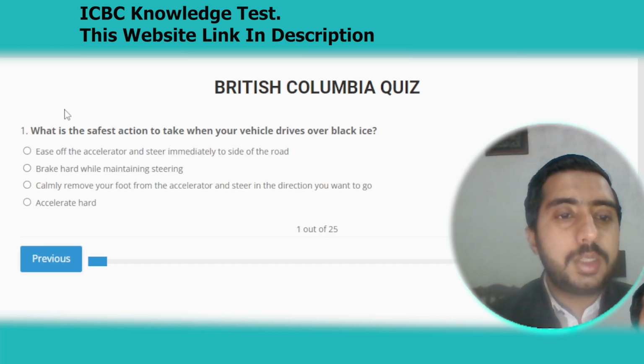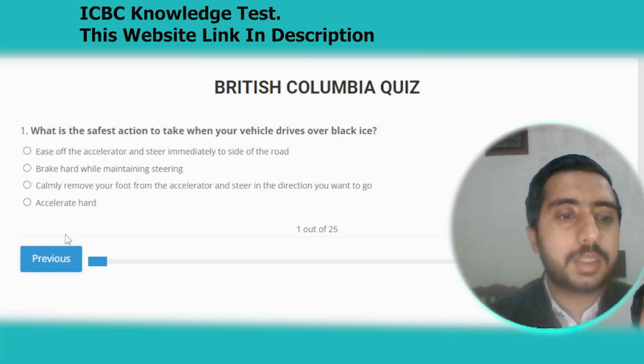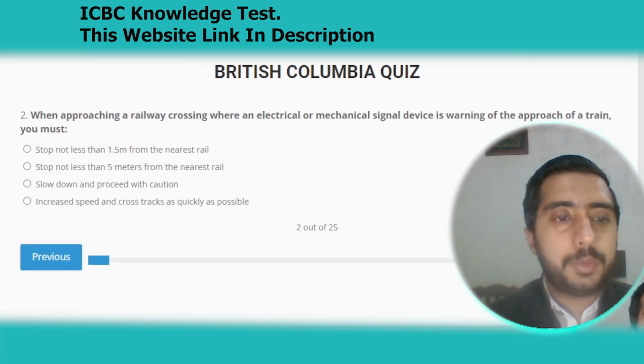Our first question is, what is the safest action to take when your vehicle drives over black ice? The correct answer is option C.